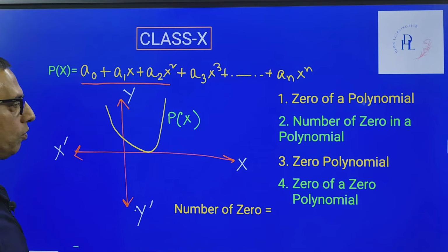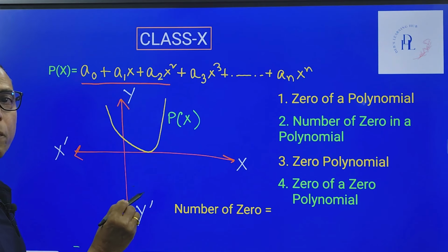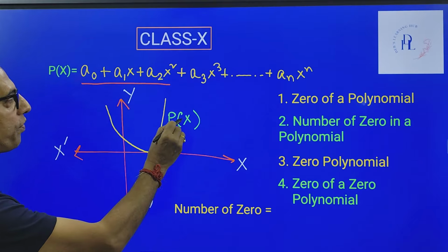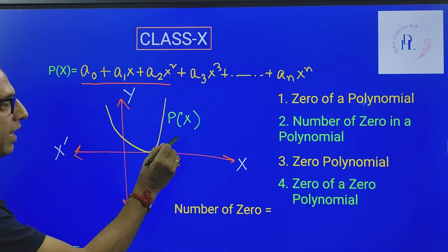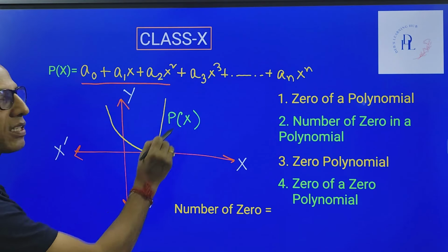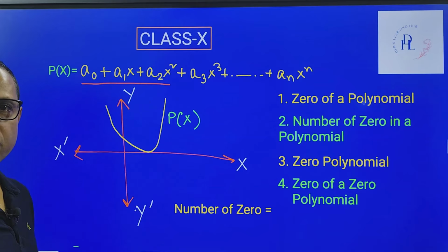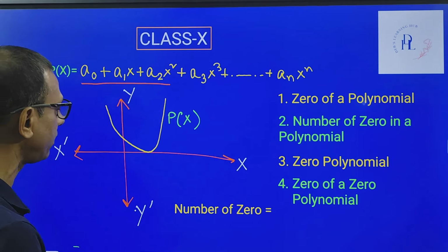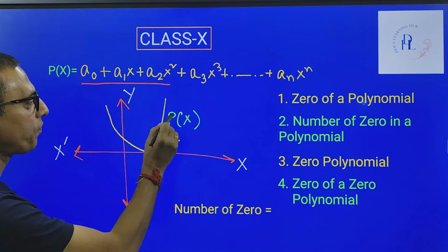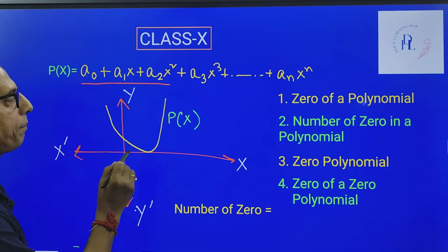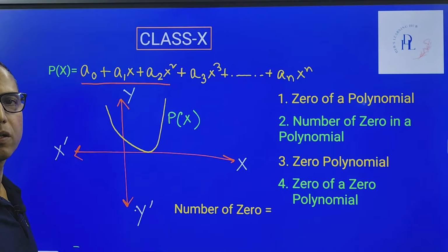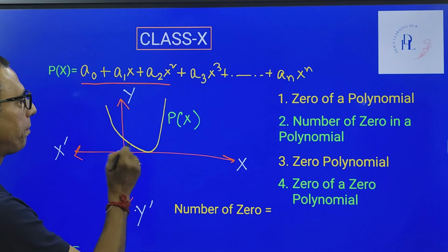What is the number of zeros? That means for how many values of x, because it's a polynomial of x, p of x. So x is the independent variable, and p(x) is the dependent variable, right? A function of x, right? So for how many values of x does the polynomial p(x) become 0? What does it mean? p(x) is this graph, this curve is p(x).